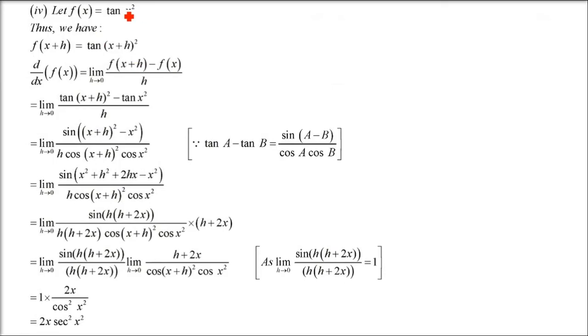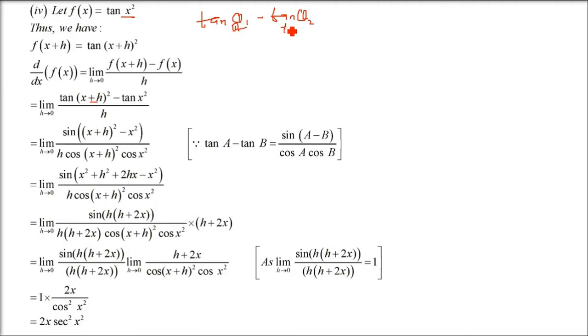Now we have tan 10x square. Same thing we are going to do: f(x+h) minus f(x) by h. So tan(10(x+h) whole square) minus tan(10x square) by h. Now this you can directly apply the formula, as we have seen just now.